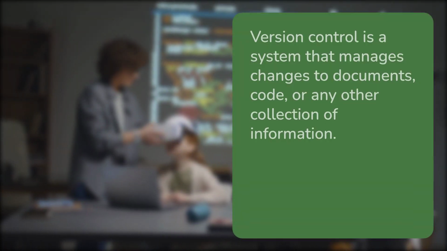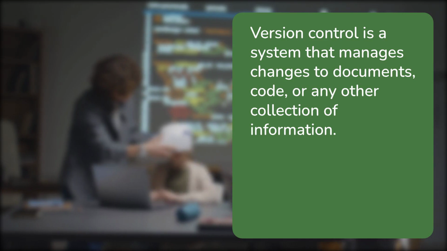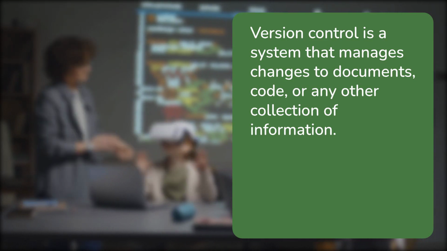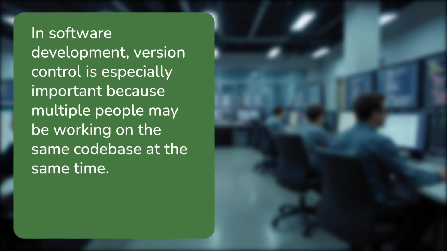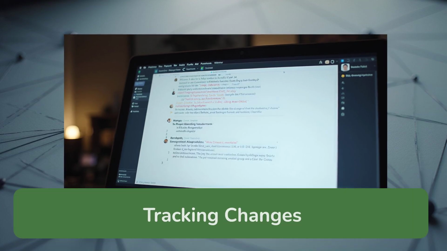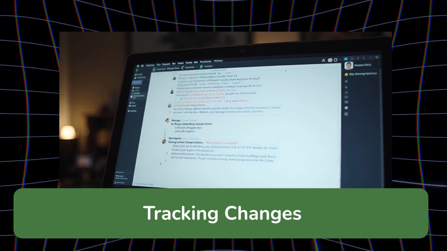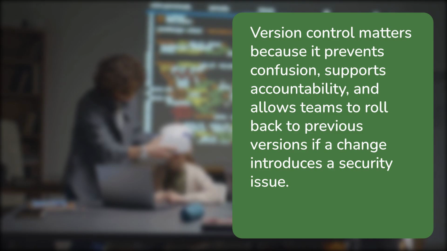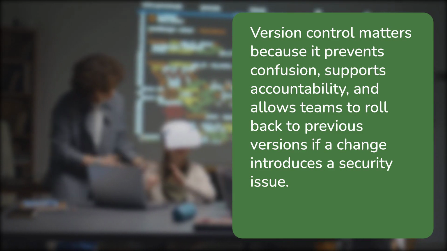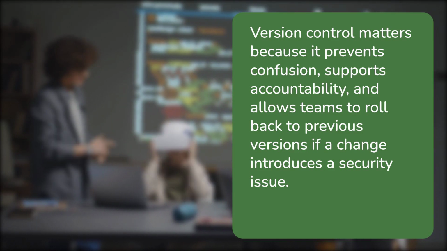Version control is a system that manages changes to documents, code, or any other collection of information. It tracks alterations, maintains a history of changes, and facilitates collaboration among multiple contributors. In software development, version control is especially important because multiple people may be working on the same code base at the same time. On the exam, this appears when a scenario describes tracking changes, maintaining a history of edits, or managing multiple contributors working on the same file. Version control matters because it prevents confusion, supports accountability, and allows teams to roll back to previous versions if a change introduces a security issue.